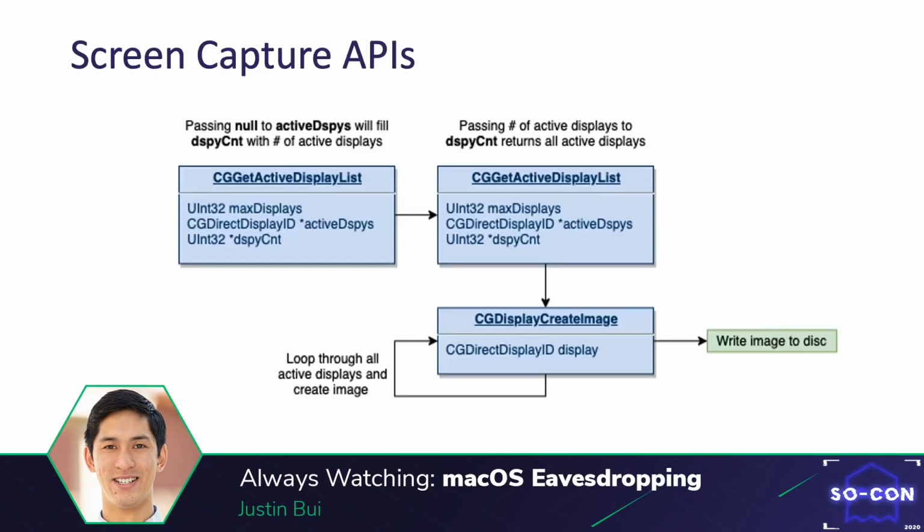So this is what that looks like. First there's that CGGetActiveDisplayList. We're going to pass a null to this second parameter, which will actually fill this third parameter with the number of active displays. Once we have the number of active displays, we'll pass it back into CGGetActiveDisplayList to obtain a list of all of the active displays. Next, we'll use CGDisplayCreateImage to take a picture of that display and then write that image to disk. And then we'll repeat this for all the active displays.